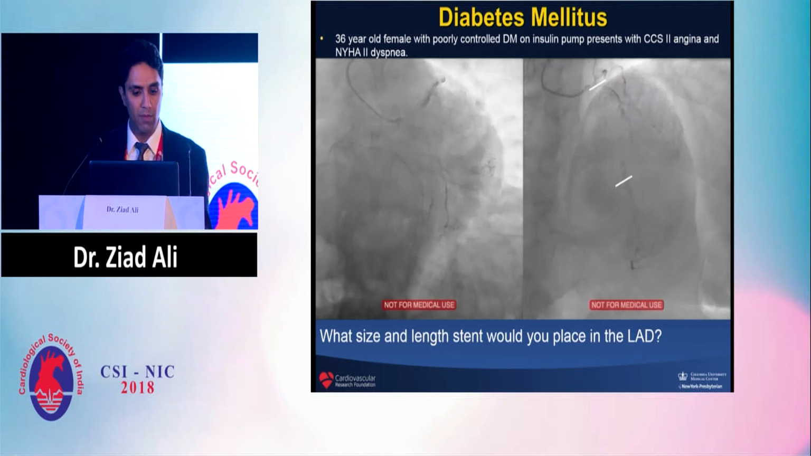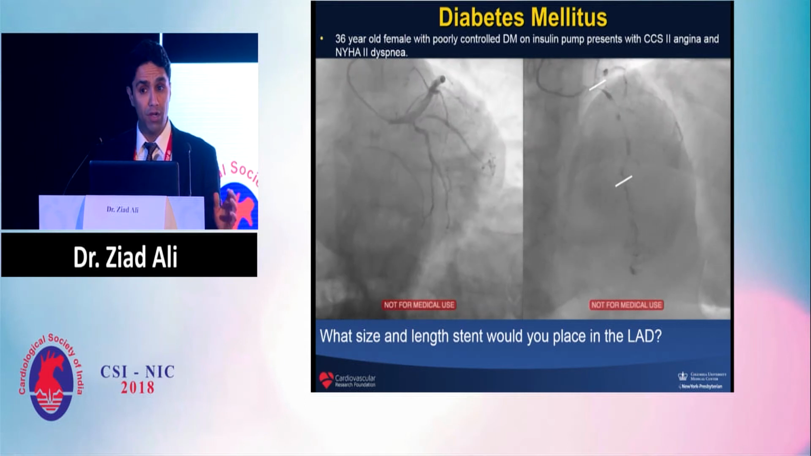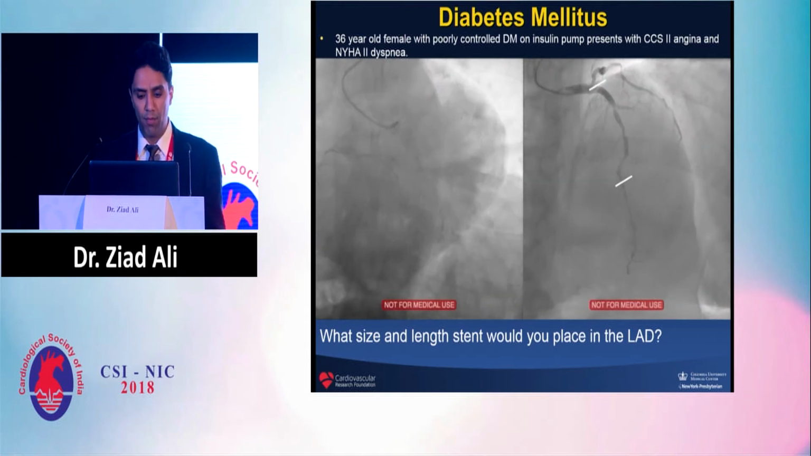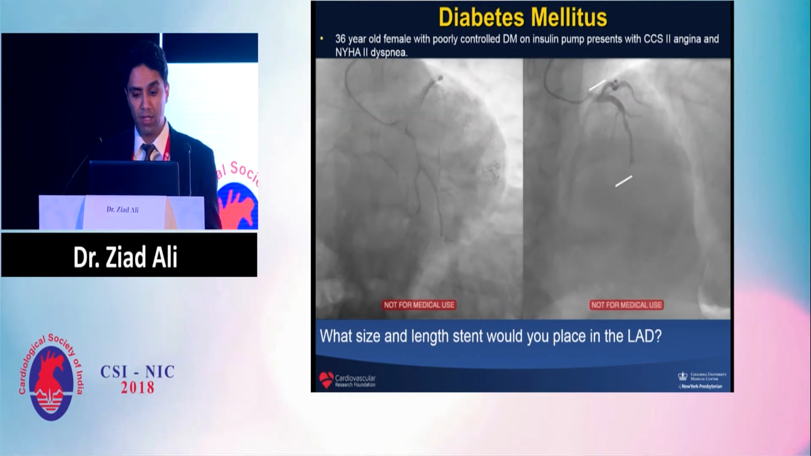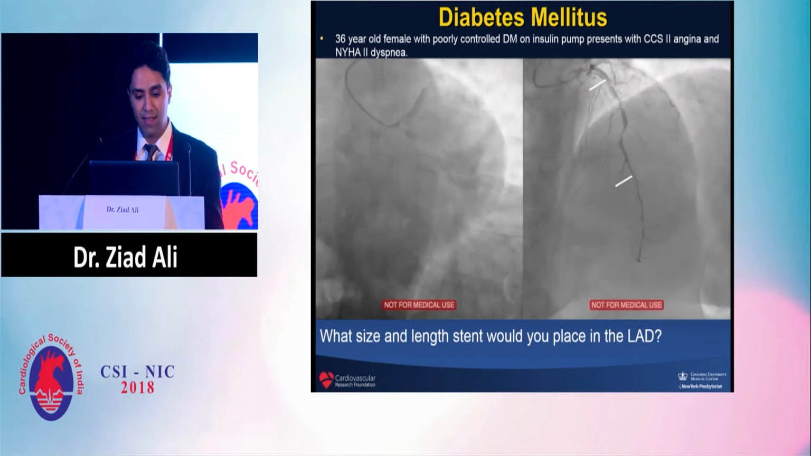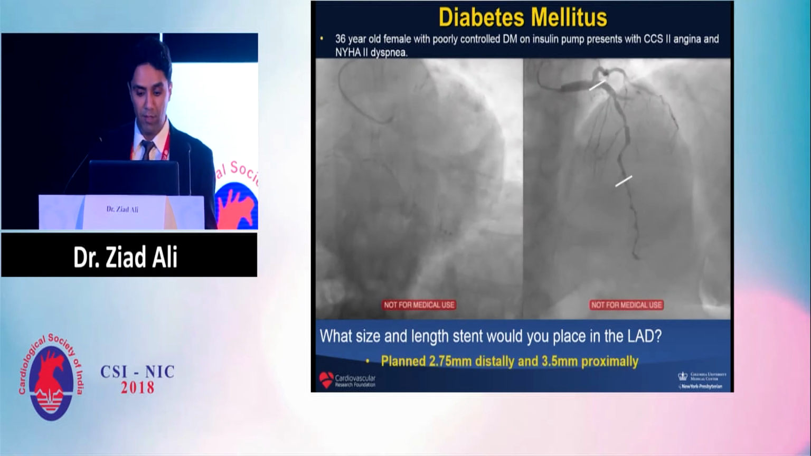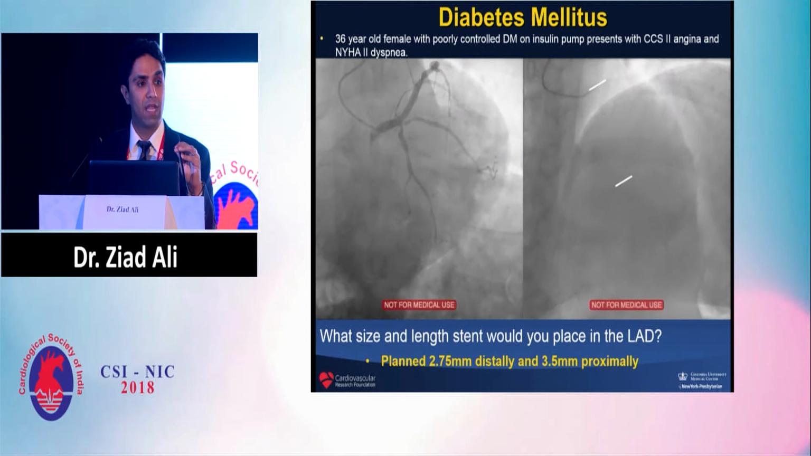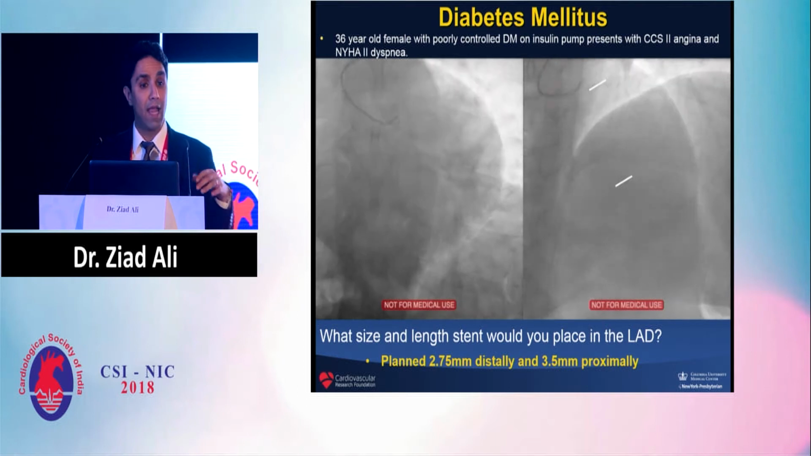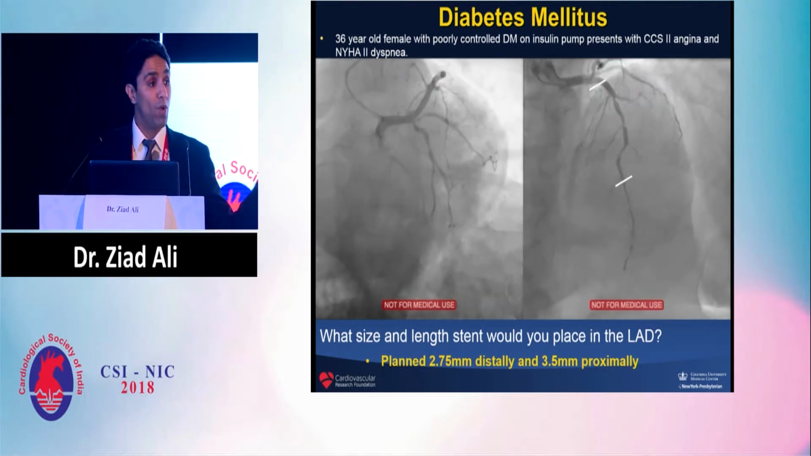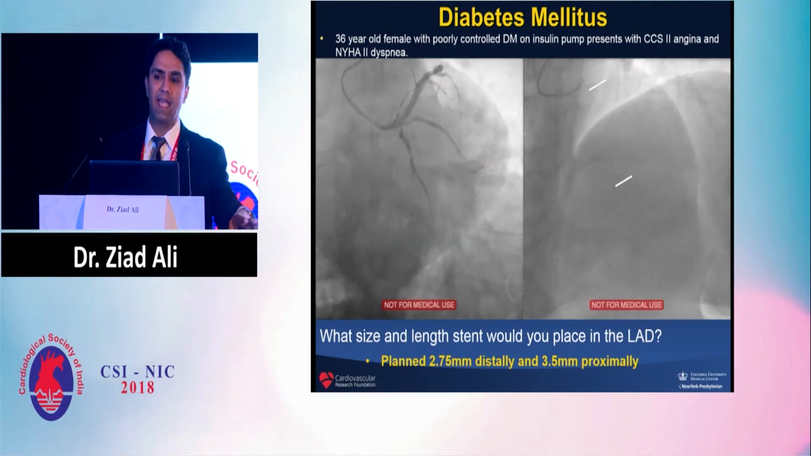This is a 36-year-old female with poorly controlled diabetes who's on an insulin pump. She's morbidly obese, turned down for cardiac surgery because of her morbid obesity. And I asked myself, in real life, this is a real case, and one of my closest colleagues is working in the room next to me, what size and length stent would you place in the LAD? And my original plan was actually to put a 2.75 millimeter distally and a 3.5 millimeter stent proximally, and I toyed with the idea of using intravascular imaging, but it was quite late at night, and my colleague who was in the other room said to me, it wasn't Ajay, by the way, maybe let's just get in and out. Let's just get this case done.